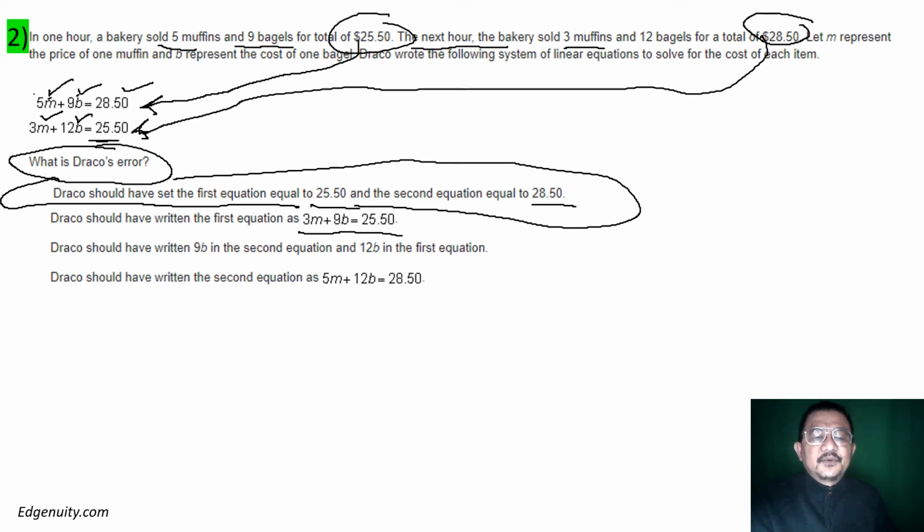Okay, is the first equation like that? 3M? No, not 3. 9B for the second? No, it should be 12B. All right. 5M. No, that's not the first. That's not the second. That's the first. Okay, cannot be that. So this is the correct answer.